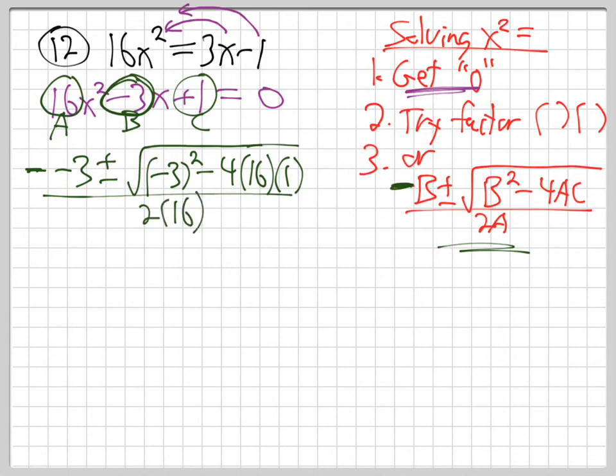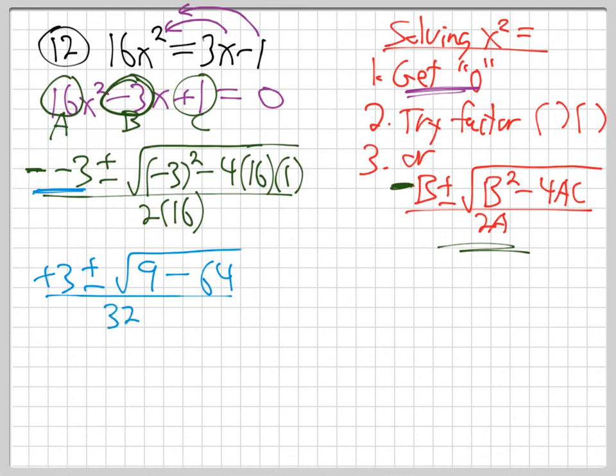So I just plugged everything in there, like we've done before in the homework. Then we just start cranking it out. We got a double negative on that B there, on that 3. That's going to become positive 3 plus or minus the square root of 9 minus, what is that, 64? 4 times 16? All over 32.